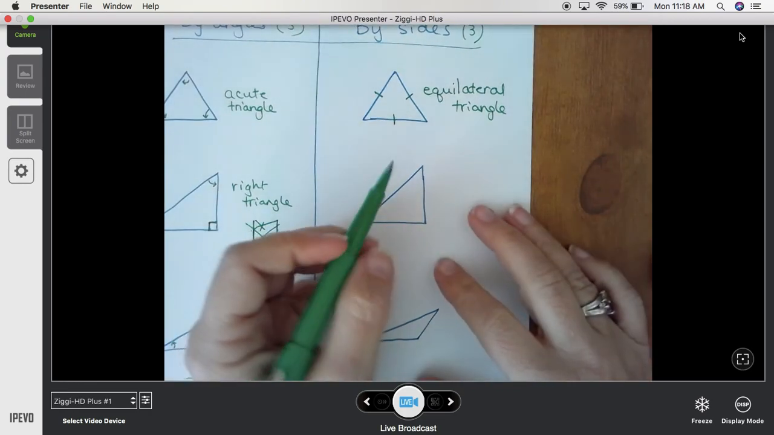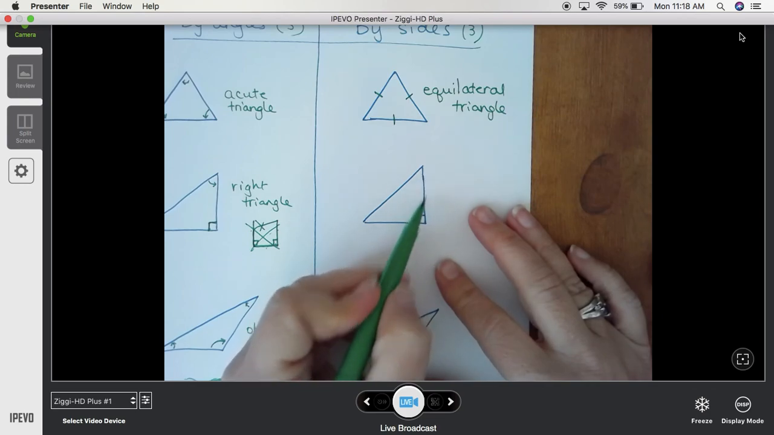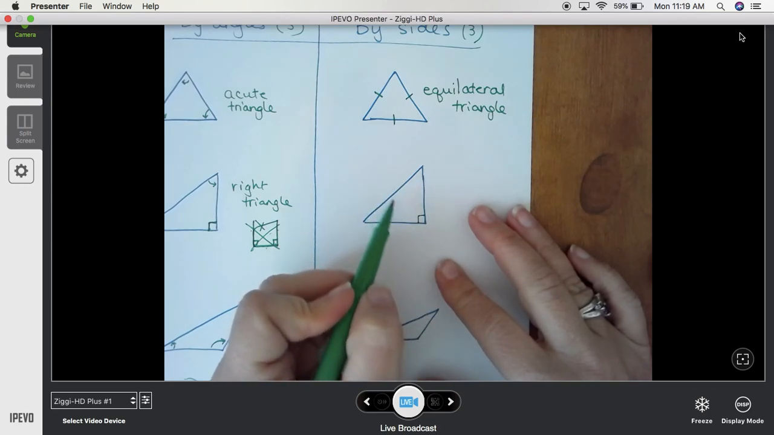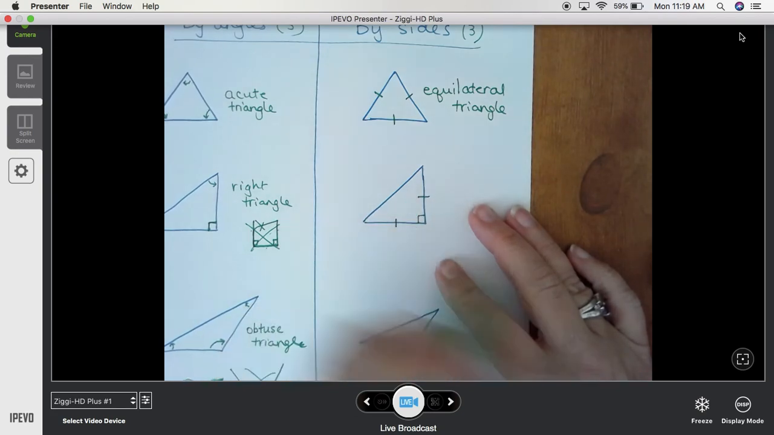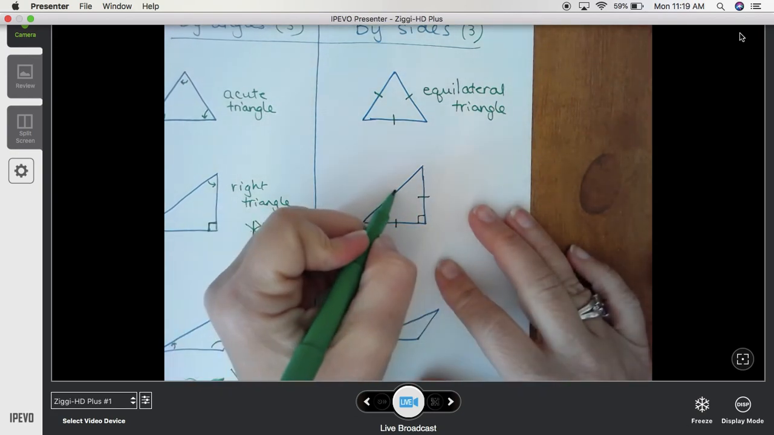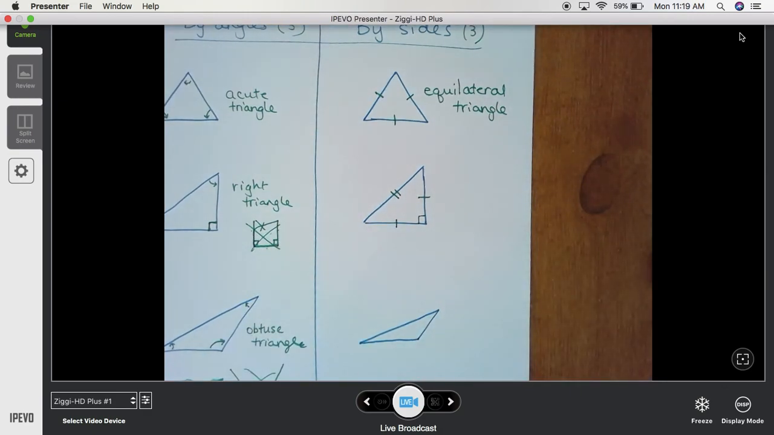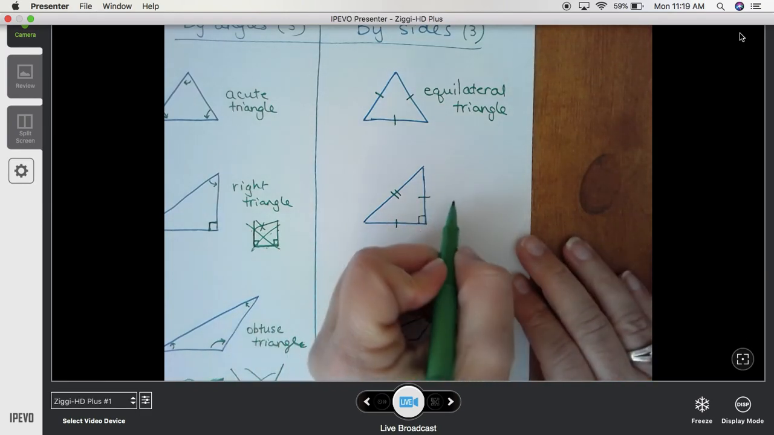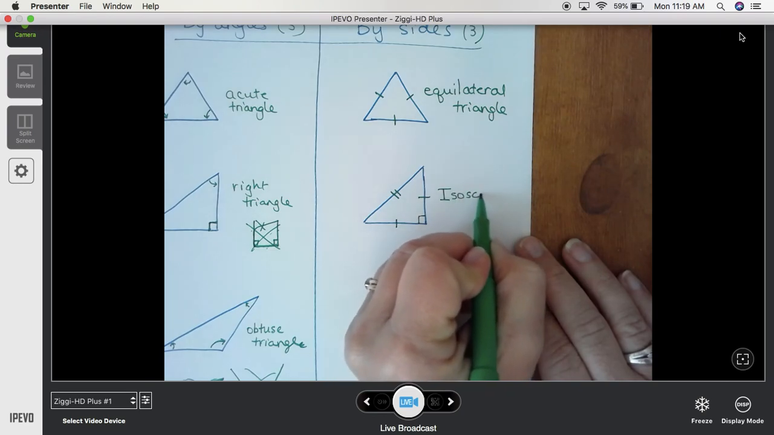Now on this one, if this is a right angle here, I know this can't be 3 equal sides, because this wouldn't be able to be the same. But this side is the same as this side. And then this one across the way is a little bit longer. So it's not equilateral. All 3 sides are not the same. But 2 of them are. This is called an isosceles triangle.